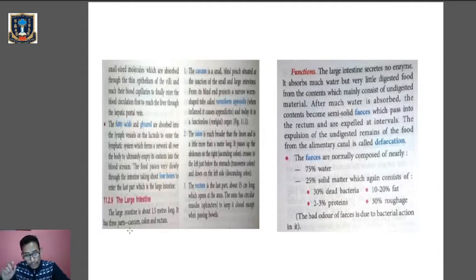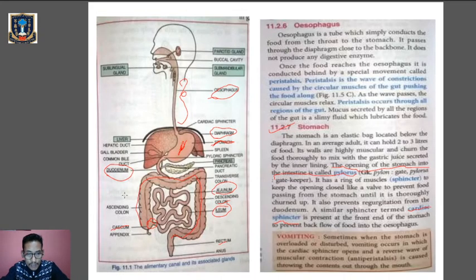Then comes the colon, which is broader than the ileum and is a little more than a meter long. It passes from the abdomen on the right and crosses to the left just below the stomach, and down the left side, the descending colon. That means if you look at the colon, we have got this one from the right side, it's called the ascending colon. Then it just crosses below the stomach. You can see this is the stomach part. Then we have got the colon that passes just below the stomach. Then we have got the descending colon on the left side. So this one is the ascending colon, and this just passes below the stomach.